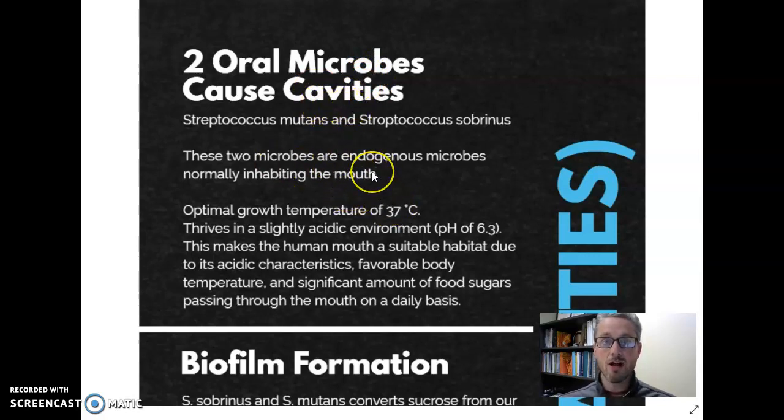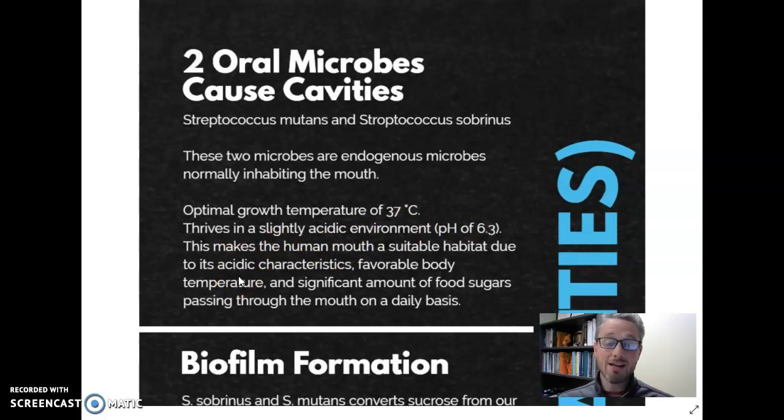These two microbes are endogenous to our mouth, so it's completely normal to have them. We all have them, but they can lead to tooth decay and the development of cavities. So if we learn about them, it makes sense that they live in the mouth. They have an optimal growth temperature of 37 degrees. That's our mouth. They thrive in slightly acidic environments, so pH of about 6.3. Our mouth is just slightly acidic.